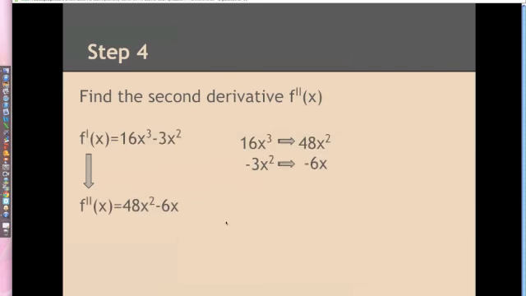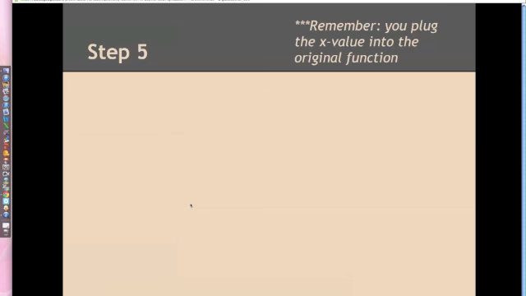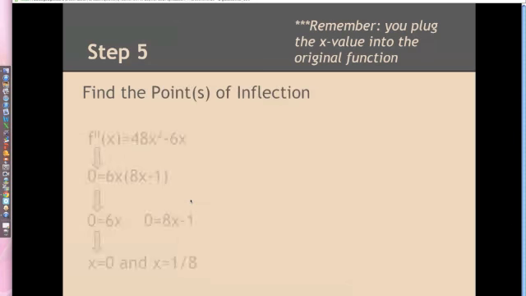Using deriving knowledge we have, we can see 16 times 3 is 48, make that an x squared, and 3 times 2 is 6, and drop that so it's just 6x. So for our fifth step, we're finding our inflection points. We can make our two little mini equations with 6x and 8x minus 1, because you see 6 8s are 48. We set both these little mini equations equal to 0, and we get 0 and 1/8.